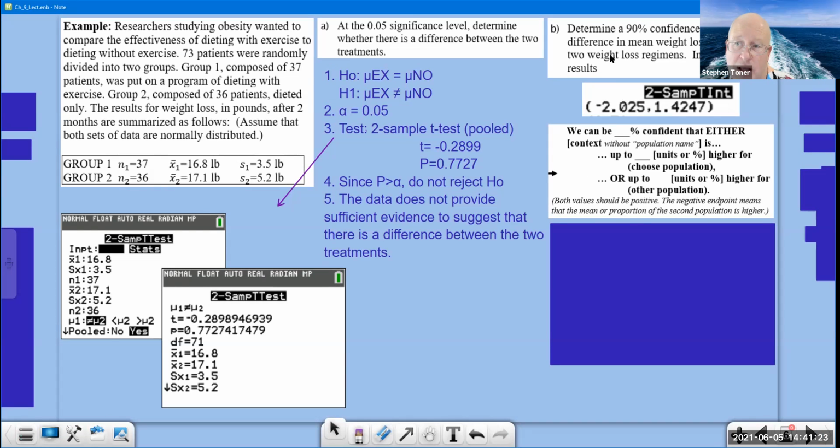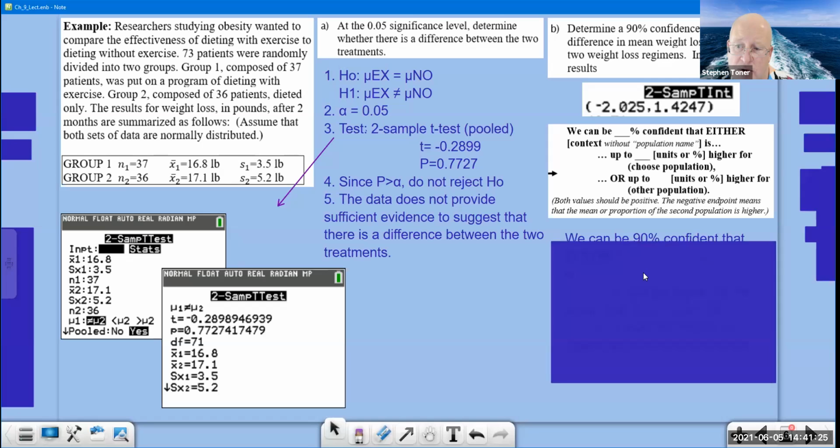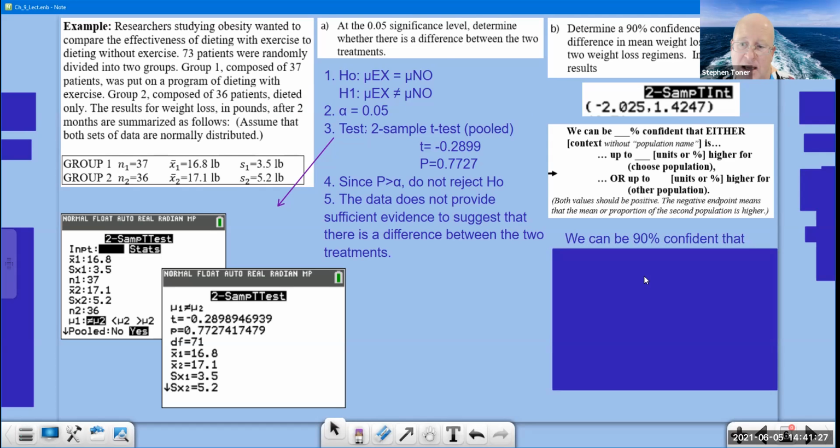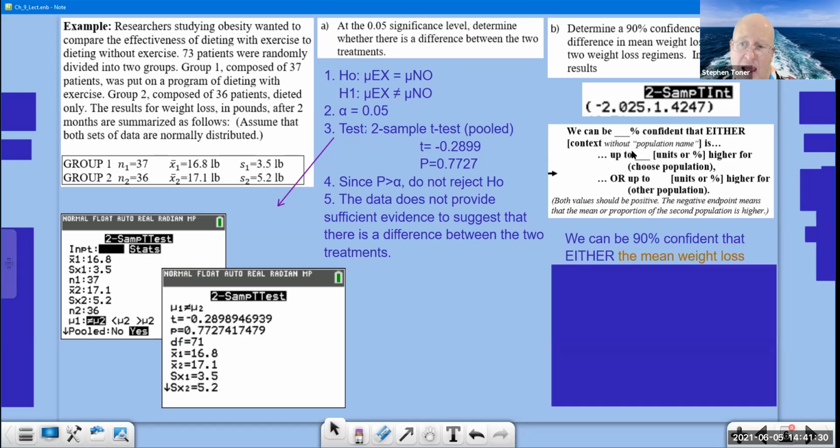We can be blank %. Well, that'll be 90% confident that either, and then I need the context without the population name. Okay, this is going to refer to the mean weight loss that we're dealing with. And I don't mention group 1, group 2, or dieting with or without exercising at that point. It's just what is the core part of what we are talking about here?